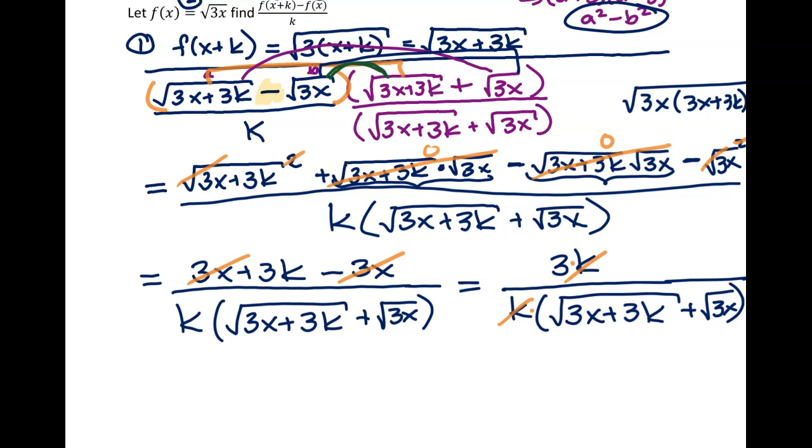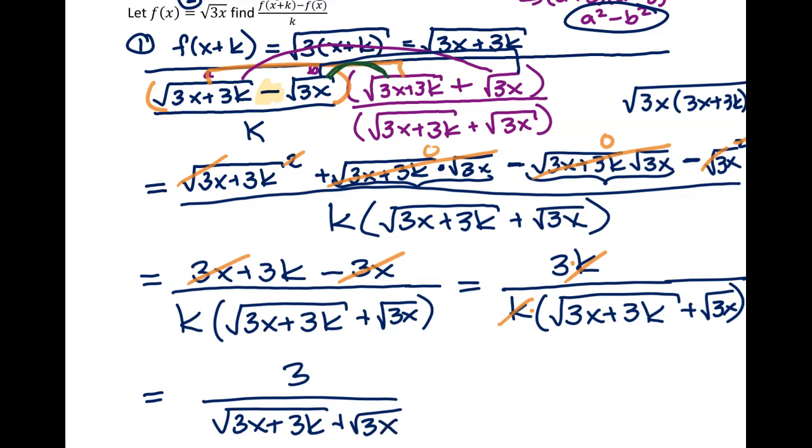So my final answer here is going to be 3 over the square root of 3x plus 3k plus the square root of 3x. And that's a beautiful answer. It might not look any nicer to you. Like I said, there's a little bit going on here where you won't get the full story until calculus, but we want to get really good at the function notation setup part and the simplification part so that we're only adding a little bit of conceptual stuff when we get to calculus.